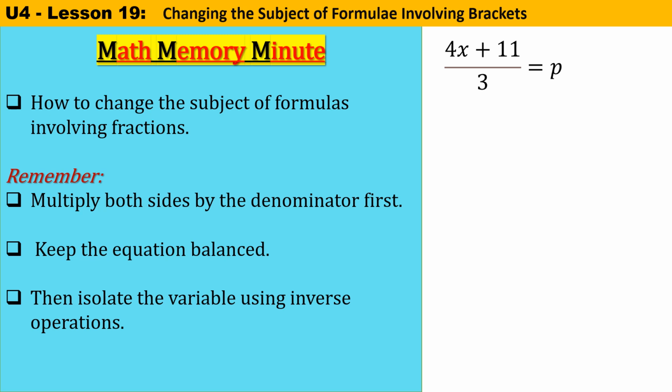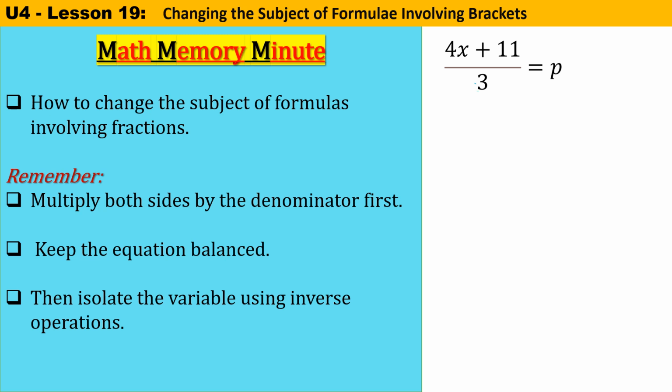I have an exciting lesson planned today, but before we get right into it, let's get into our maths memory minute. Okay, so in our previous lesson, we did change the subject of a formula where a fraction is involved, and it says to multiply both sides by the denominator. In this case, our denominator is 3. We keep the balance by doing the same on both sides. So what you do with one, you do with the other, and then you isolate the variables using the reverse operation. So let's get right into it.